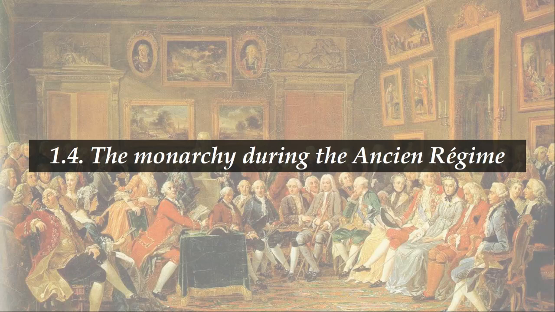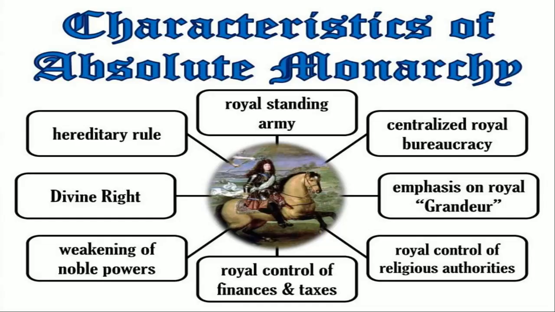Finally, the political system. How was the monarchy during the Ancien Régime? Well, it was characterized by absolute monarchy. Here you can see a lot of characteristics of this absolute monarchy: royal army, centralized bureaucracy, la grandeur, the control of the religious authorities, and so on.